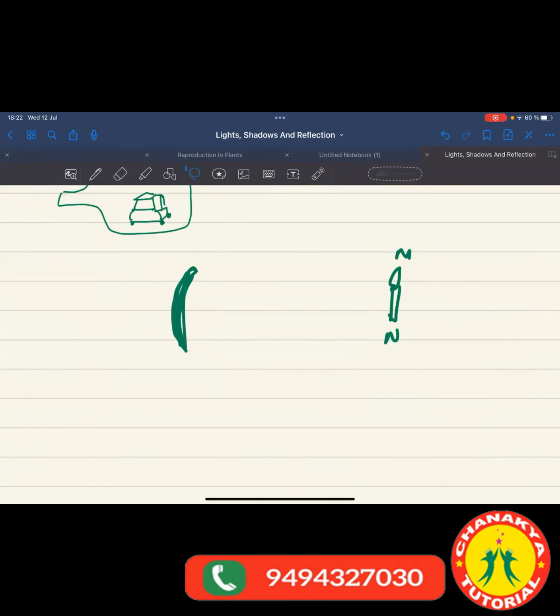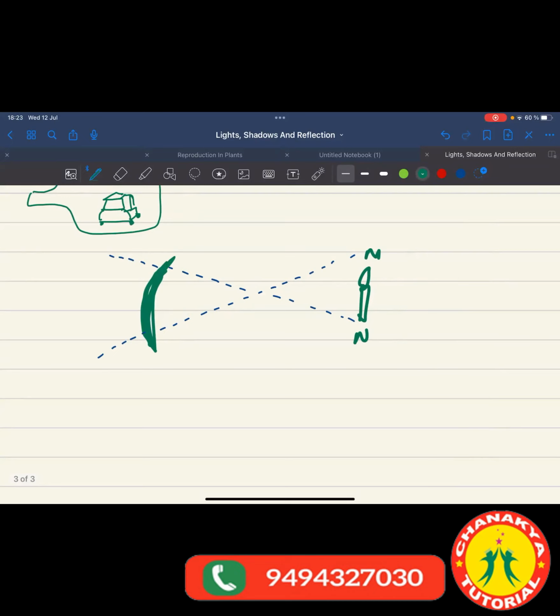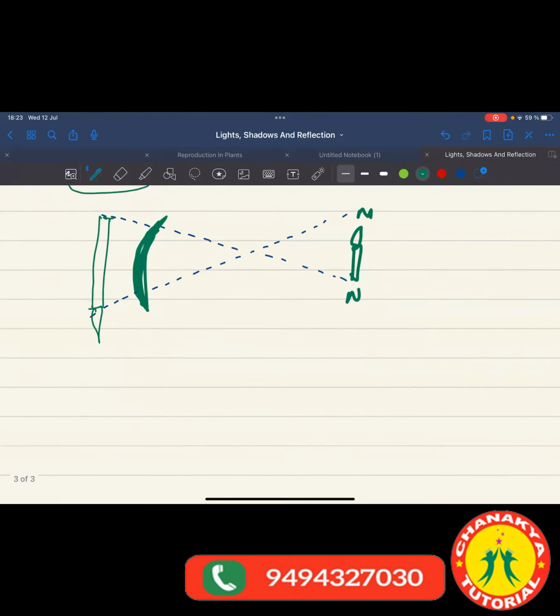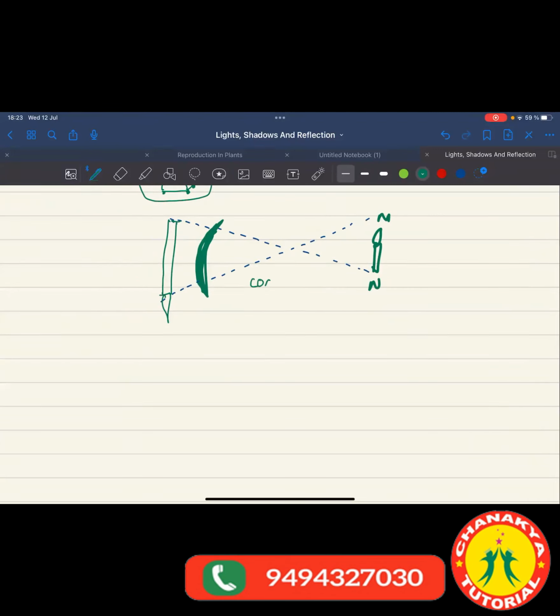Okay, so now the light rays go like this. And the image will be formed inverted. Okay, the image is formed inverted. But in some mirrors, this is called convergence.